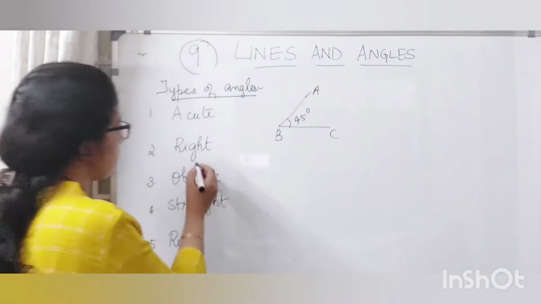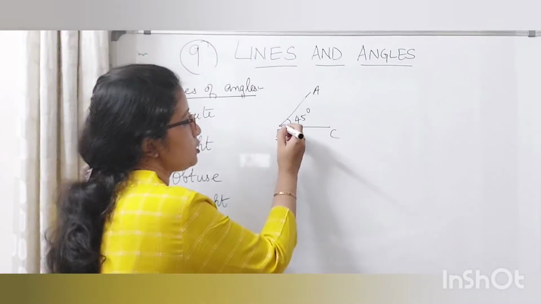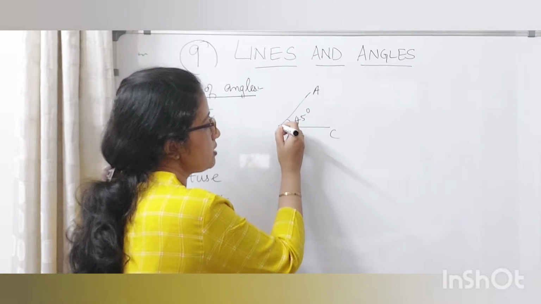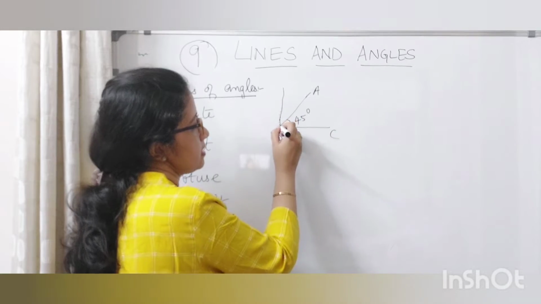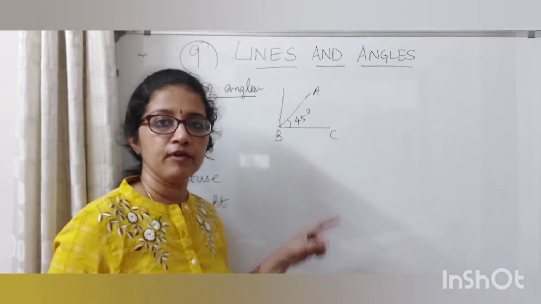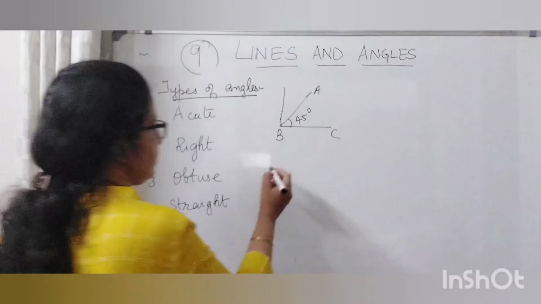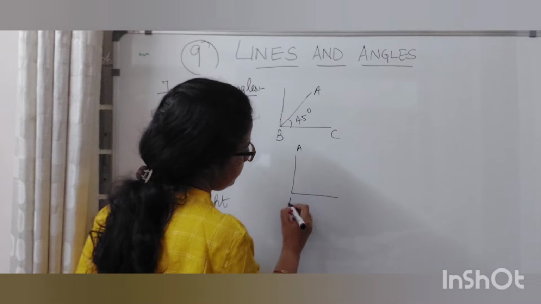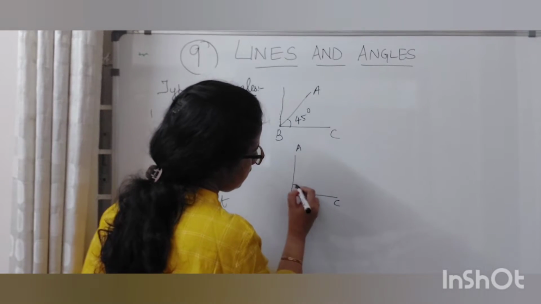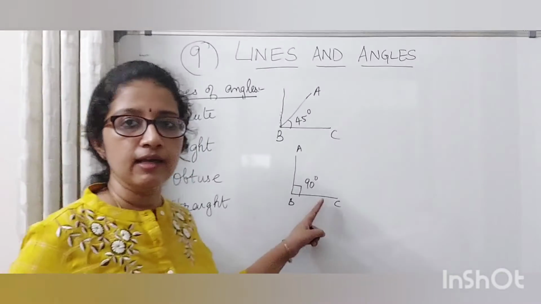Now, next one is a right angle. What is a right angle? When an angle measures exactly 90 degrees, we call it a right angle. That is, a right angle will be like this: A, B, C. This is 90 degrees. So this is a right angle.